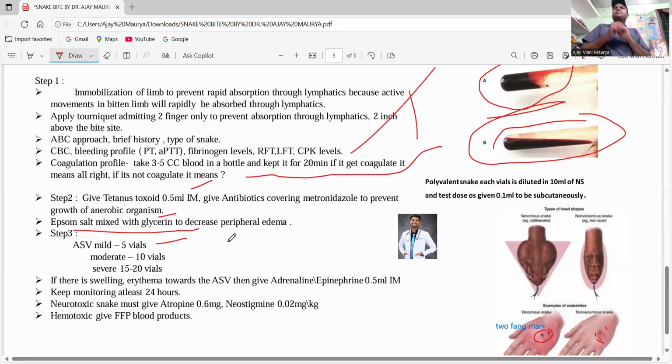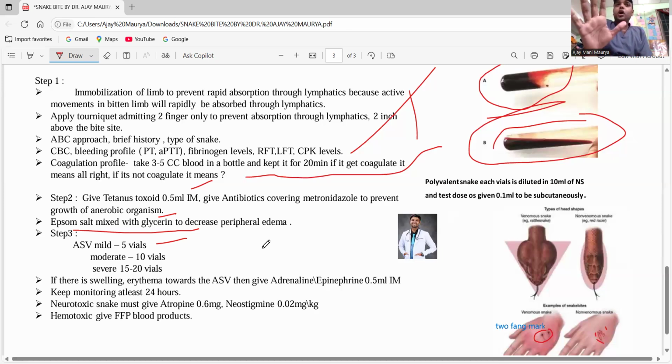Please remember, before giving the anti-snake venom, you must have hydrocortisone, adrenaline, and also dexamethasone ready, because the anti-snake venom may cause an allergic reaction. That's why first of all you have to give a test dose to the patient. If there is no allergic reaction, no erythema, then you can take the 5 vials into 100 ml NS and infuse that.